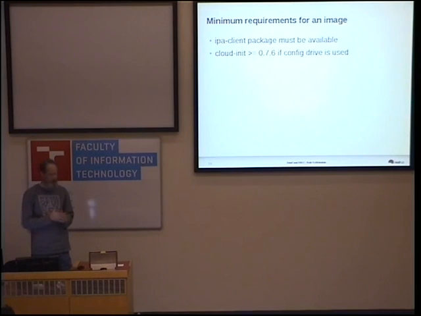The minimum requirements for an image: IPA client, obviously. It's available in most distributions. I don't think that's going to be a problem. And you need a cloud-init of greater than a certain version for config drive, because it's broken before that and can't read config drives.